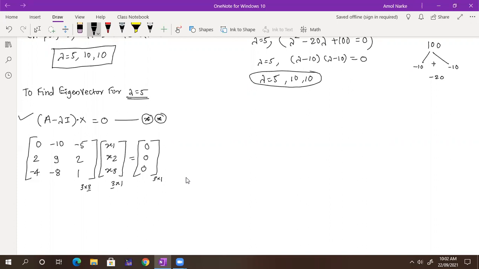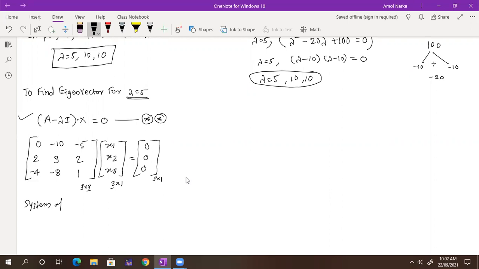Okay, so now what? Tell me what it is. Minus 10x2 minus 5x3 is equal to 0. You can do the multiplication, no problem, you will get the answer. But in general, what is this? A system of homogeneous equations.